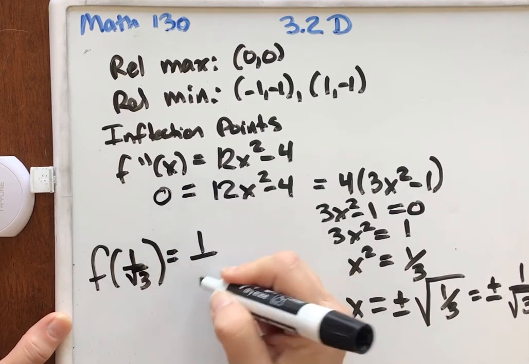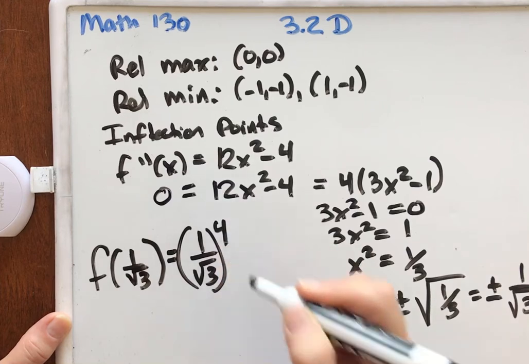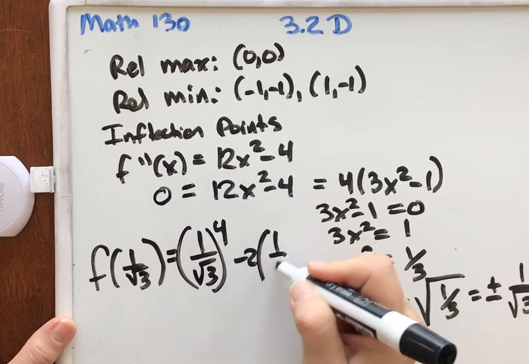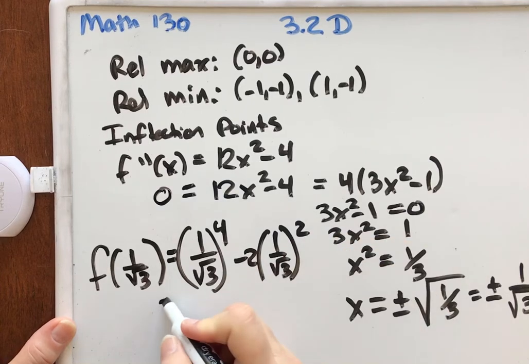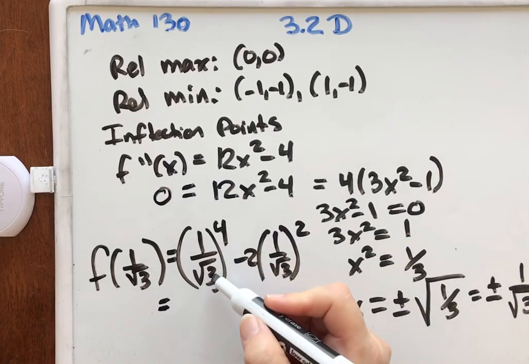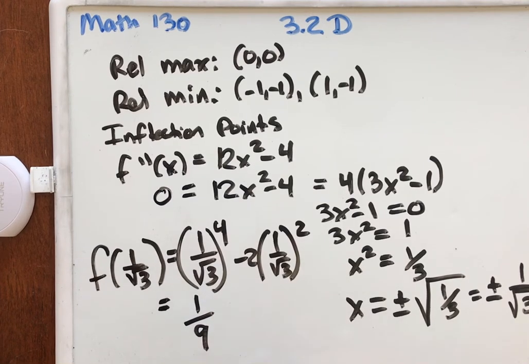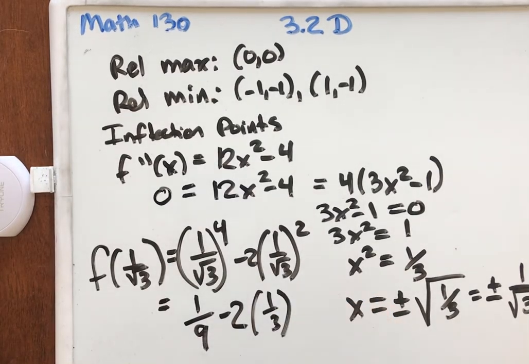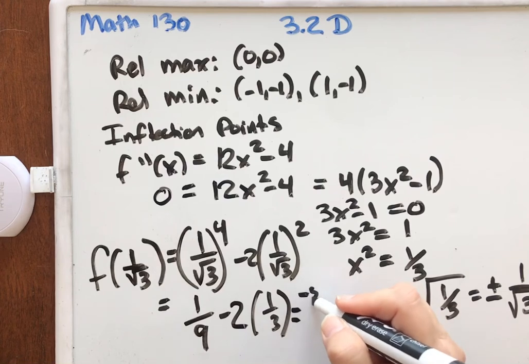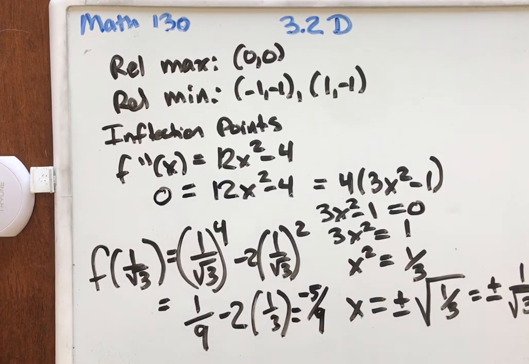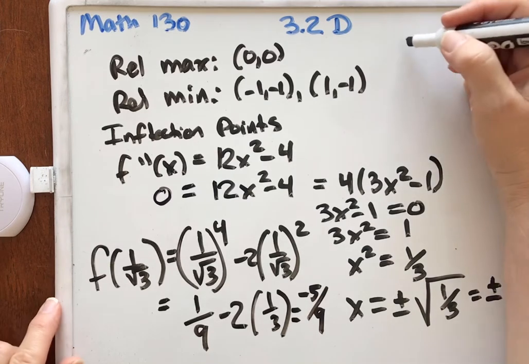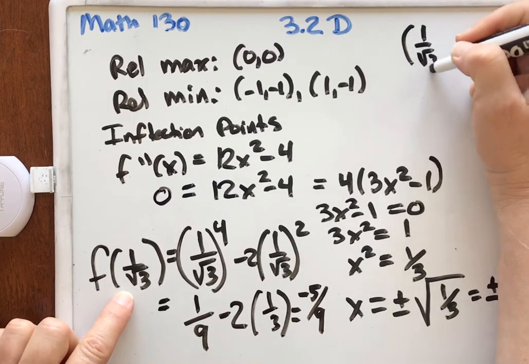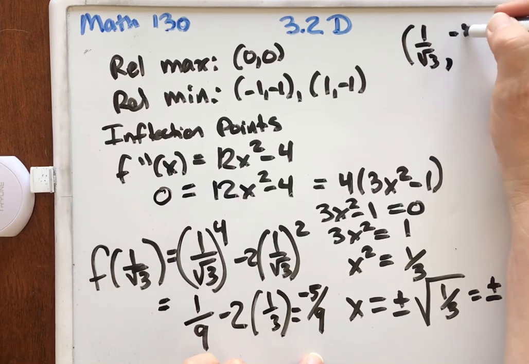And when we do that, we get 1 over square root of 3 to the 4th power minus 2, 1 over square root of 3 to the 2nd power. When you take this to the 4th power, we're going to get 1/9. Minus 2, this to the 2nd power is just 1/3. Okay, so now when you combine this, we're going to be getting -5/9 as our answer. So what did we find? We found a point 1 over square root of 3, -5/9.